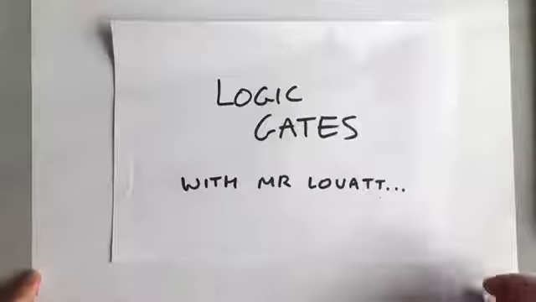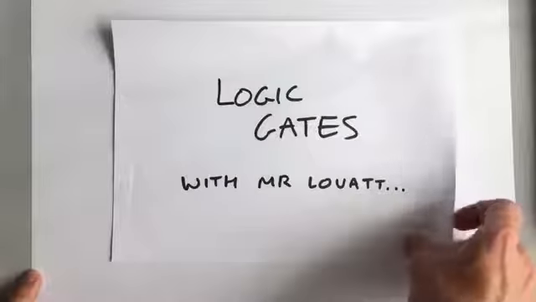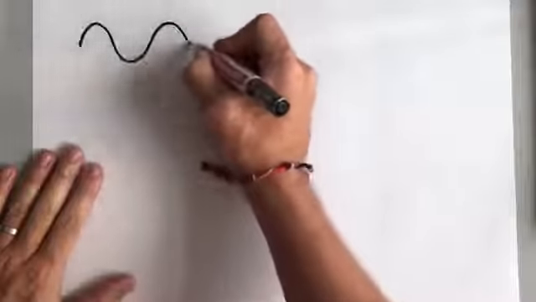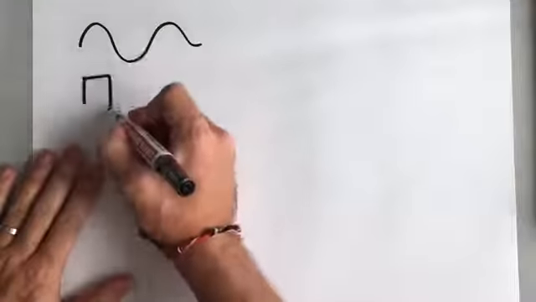This is a GCSE revision video on logic gates. Now the first thing that you need to know about logic gates is that there are two types of electronic signal. One of them is analog and one of them is digital.